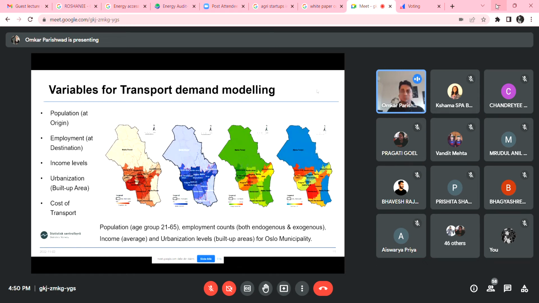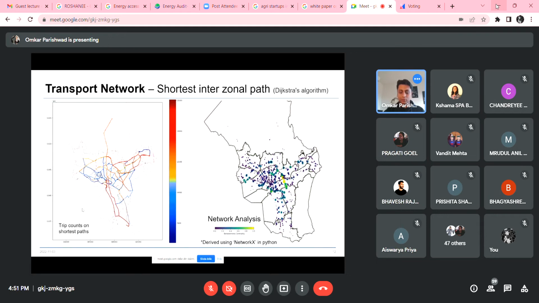So for example, if I say that from subdivision A to subdivision B, people are traveling or coming back to A, then it is because of the population at the origin. If there are more people at the origin, there will be more people going from a certain subdivision to another. At the destination subdivision, if there are more jobs, then there will be more number of people arriving in that subdivision. Income levels play a role. Urbanization, similarly, how much is the built-up area? If half of the area is underwater, then it doesn't make sense. People won't go there. Or if it is a forest area, as we have in this case, people won't be traveling too much to that subdivision. And lastly, the cost of transport. Cost of transport is directly proportional to the distance traveled, but it is also inclusive of the waiting times and other topographical features of geography.